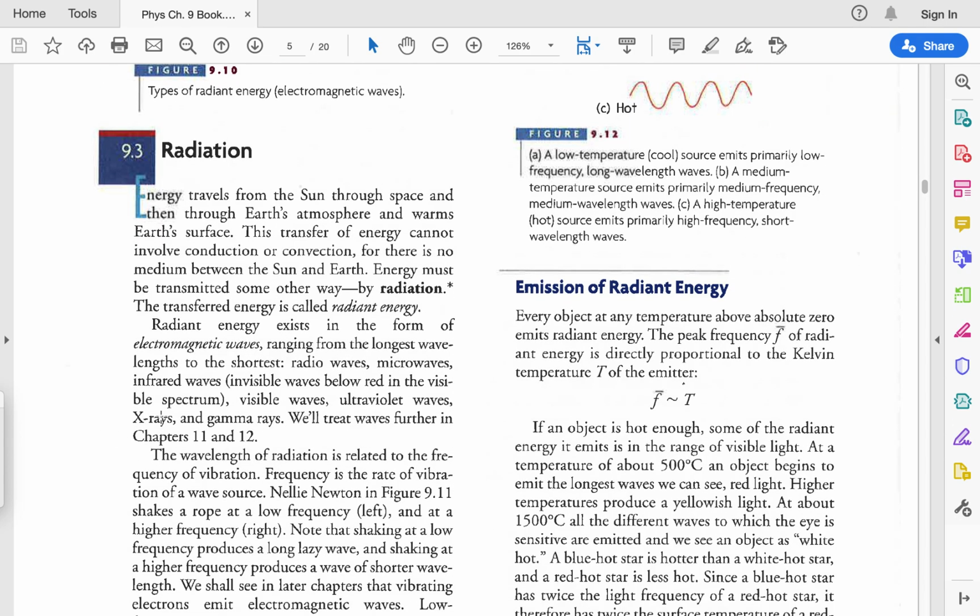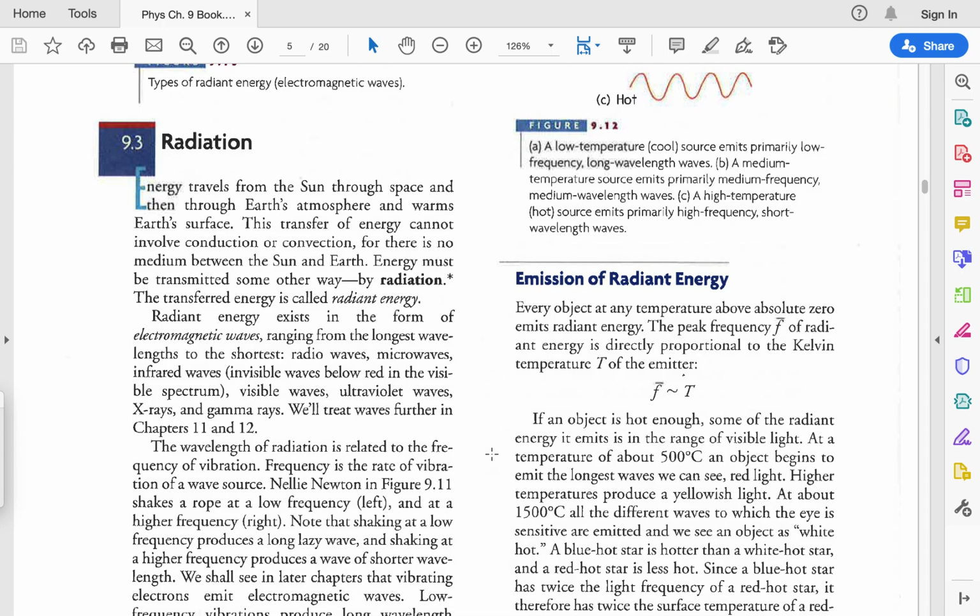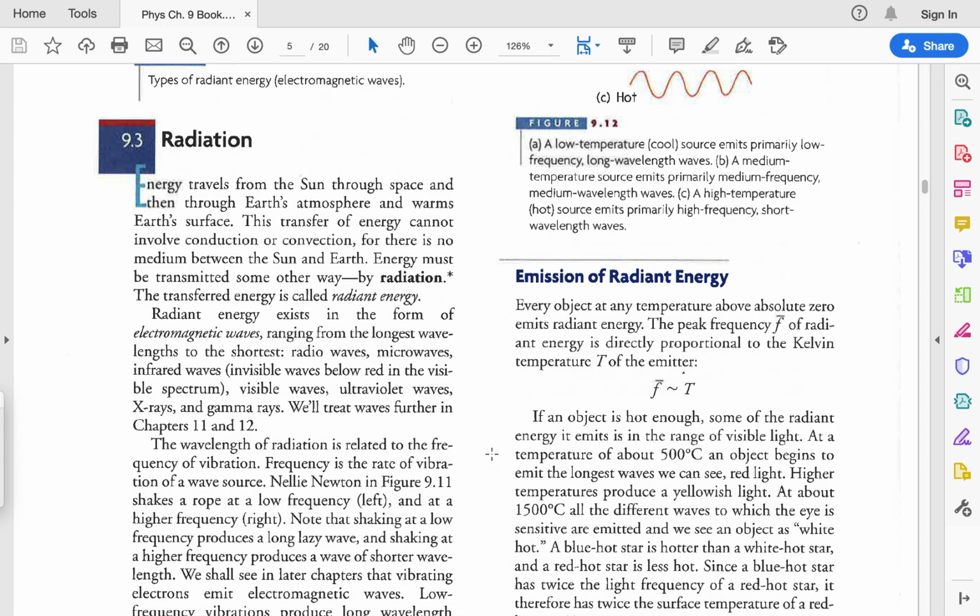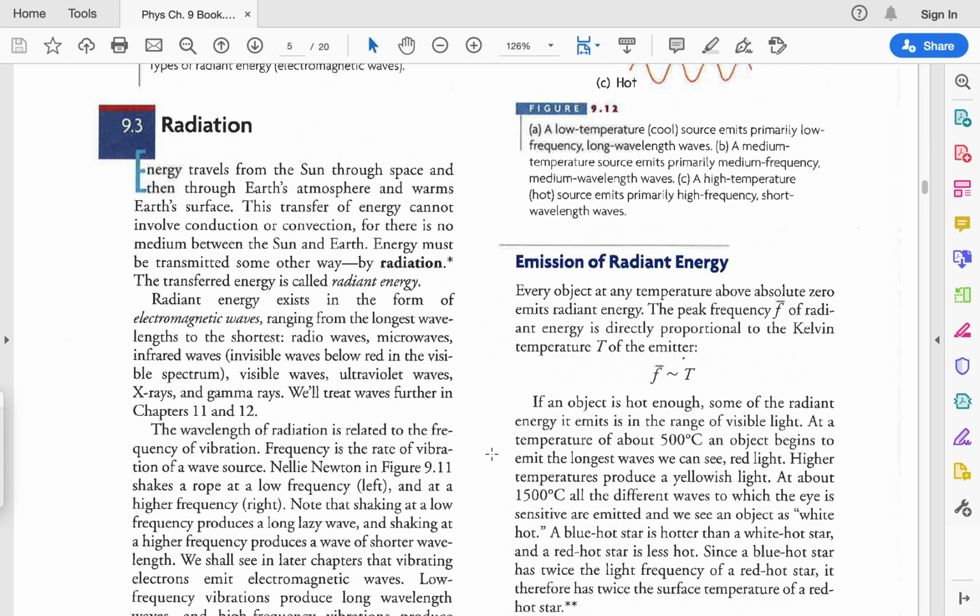This exists in the form of electromagnetic waves. In chemistry, you'll learn about the different types of electromagnetic waves, and there's a whole spectrum of them. In the middle of the spectrum is what's called the visible spectrum, which is what we actually can see. The colors that we actually see: red, orange, yellow, green, blue, purple. Those are visible waves.